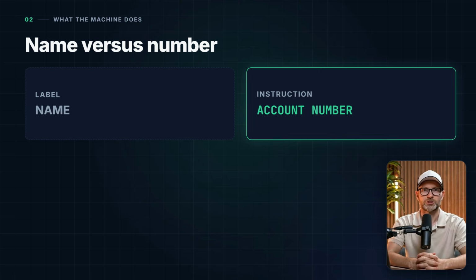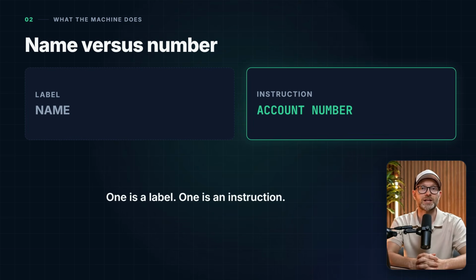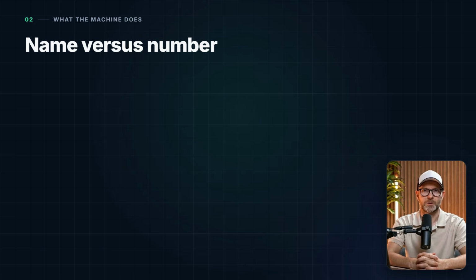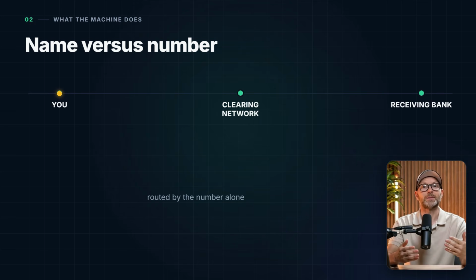Let me show you what the machine actually does. When you set up a transfer, you hand your bank 2 things that look equally important: a name and a number. In your head, those are one person. To the payment system, they are not. The number is the instruction. The name is a label.